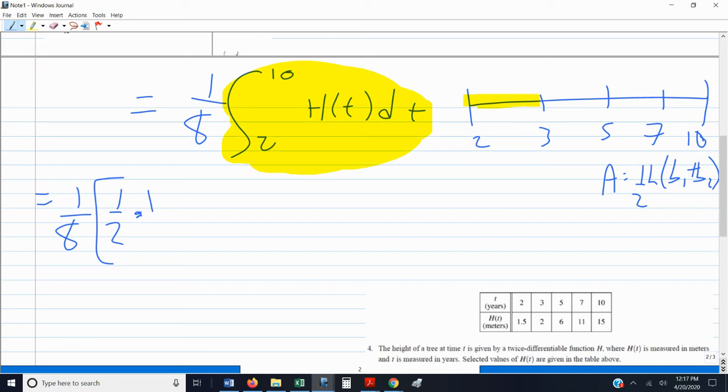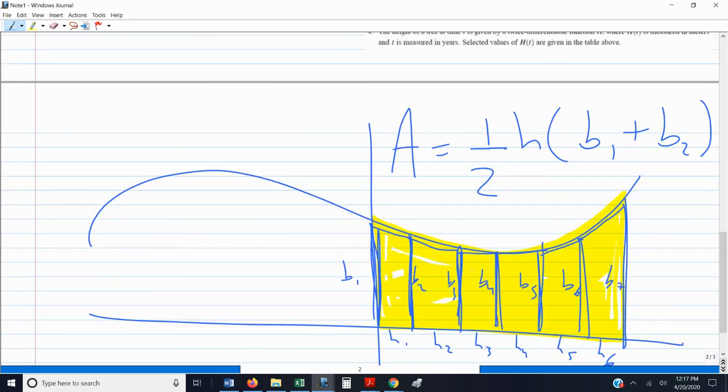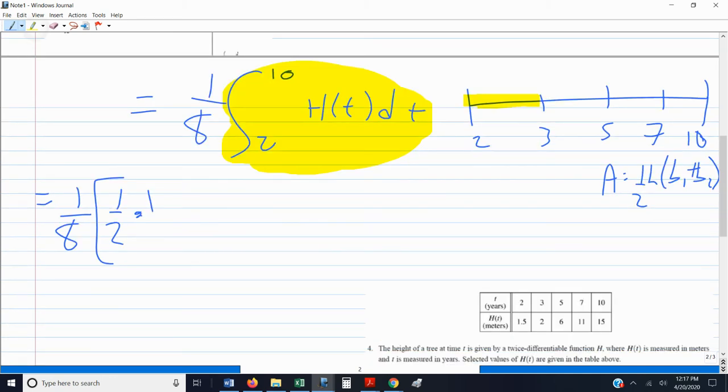And then the bases, as we said, the bases are the y values. And so the two y values at 2 and at 3 are 1.5 and 2. So that would be 1.5 plus 2. So you have 1/2, the height is 1, b1 plus b2 is 1.5 plus 2.